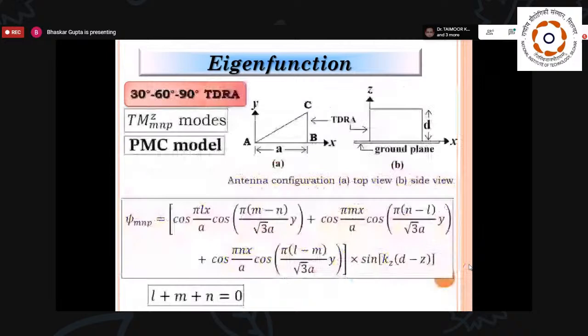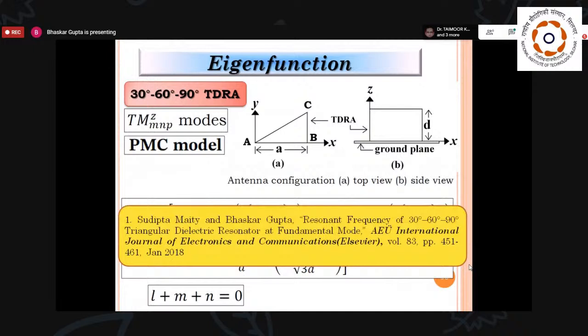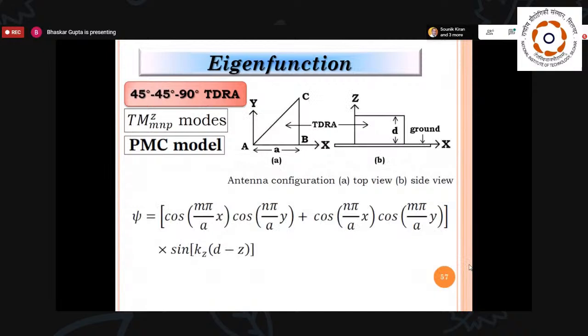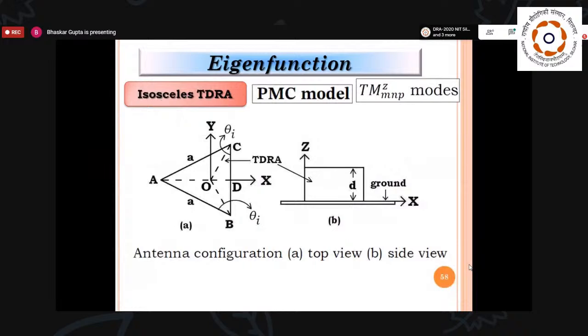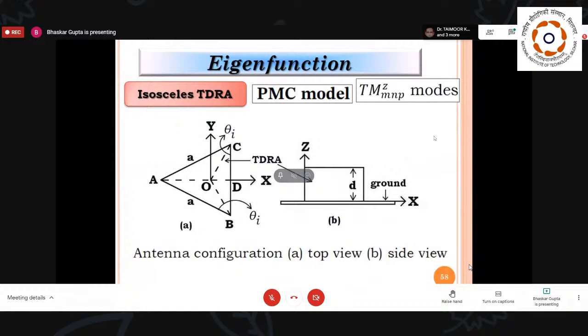We shift our attention now to the one which was not even experimentally analyzed by other people, like the 30, 60, 90 degree DRA using the PMC model and trilinear transformation. Again, we formulate the eigenfunctions. We published this paper in AEU for 45 degree, 90 degree DRA. Also, we published this again in AEU for general isosceles triangular DRA with any value of the included angle theta, which is the same on both sides.